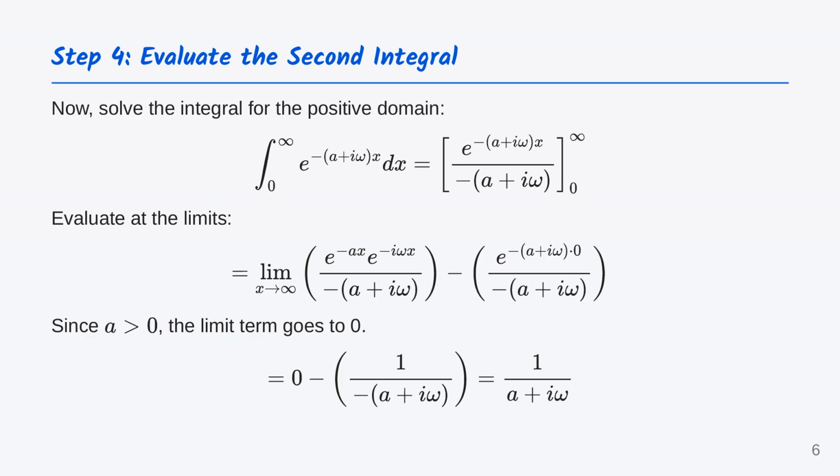Now let's do the same thing for the second integral, which covers the positive domain. The integral of e to the power of negative the quantity a plus i omega times x is that exponential divided by negative the quantity a plus i omega, and we evaluate this from 0 to infinity. This time when we plug in the upper limit of infinity, the e to the negative a x term goes to 0. So our first term is 0. Then we subtract the value at the lower limit of 0. Plugging in 0 gives us 1 over negative a plus i omega. So we have 0 minus a negative value, which makes it positive. The result for our second integral is 1 over a plus i omega.